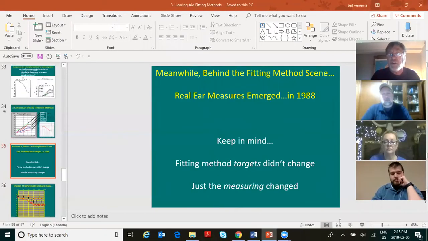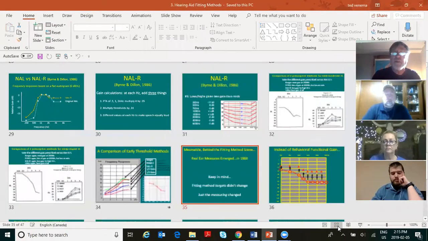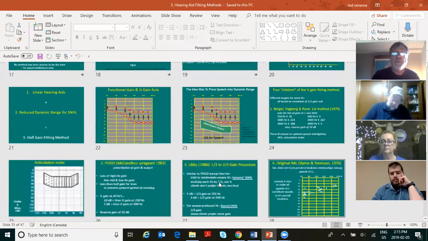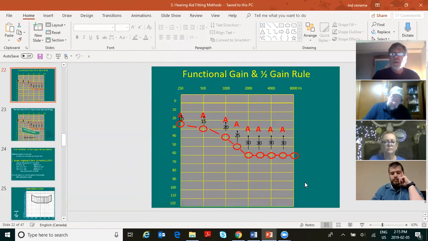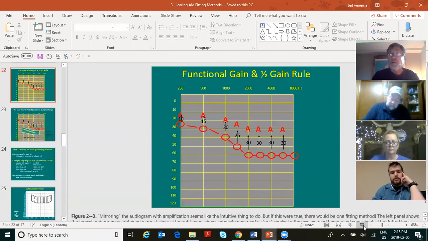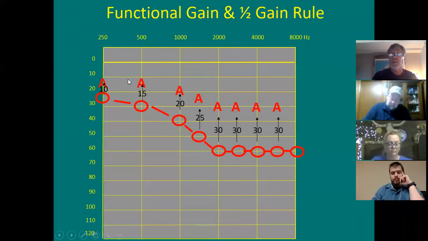For example, just before we close here, because we've been doing good, we're just about done. But what I want to show you here, if you just go to functional gain, I can just highlight this point. This might be showing you, for example, half gain, because the A's are halfway. Notice this A isn't quite halfway. It's to reduce the upward spread of masking, but all the other ones are.